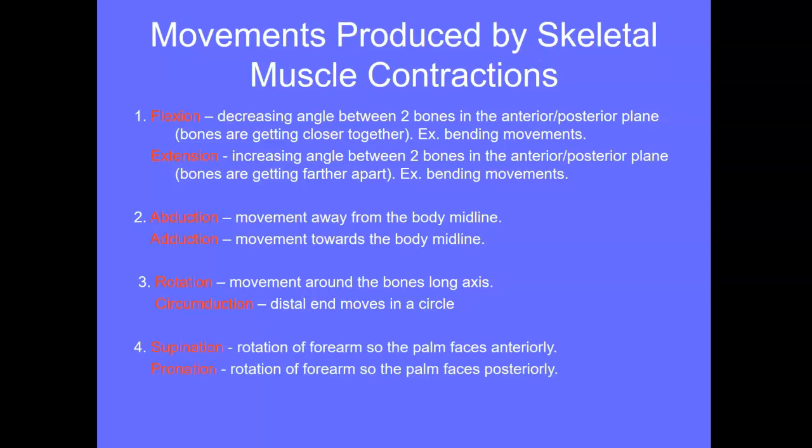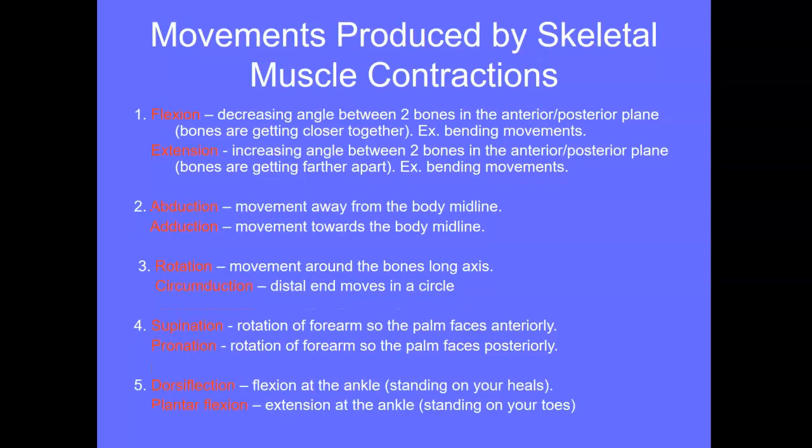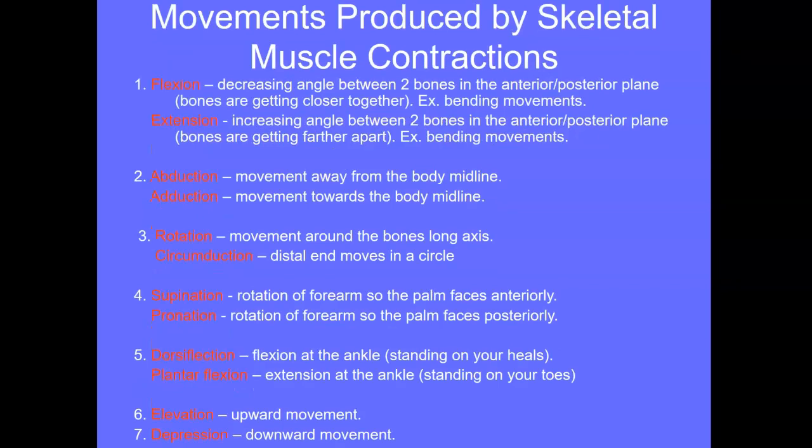That's circumduction. Supination is rotation of the forearm where the palms face anteriorly, and pronation is where the palms face posteriorly. So supination, palms are facing front. Pronation, palms are facing back. Dorsiflexion is flexion of the ankle, where you're standing on your heels. Plantar flexion is extension of the ankle, standing on your toes. Flexion and extension can also describe the flexion and extension of the biceps. And then elevation and depression. Elevation pushes you upwards, usually through plantar flexion of the ankle, and depression allows you to move back downwards, usually through dorsiflexion of the ankle.